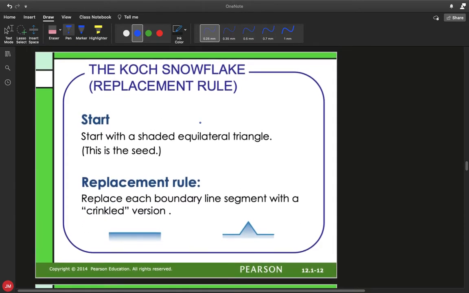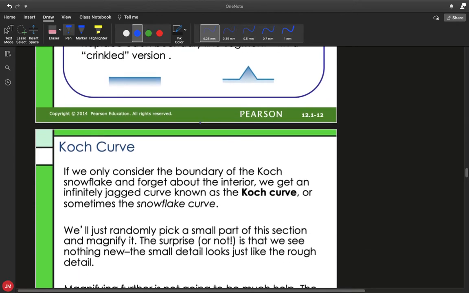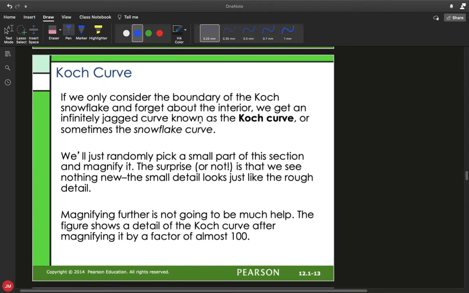You start with a shaded equilateral triangle. That's going to be the seed of your graph. And then you're just using this replacement rule to replace every boundary with a crinkled version. And obviously in the Koch snowflake, that meant taking a straight line and creating a new equilateral triangle coming out of it.